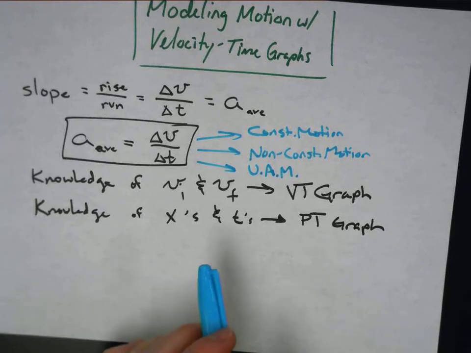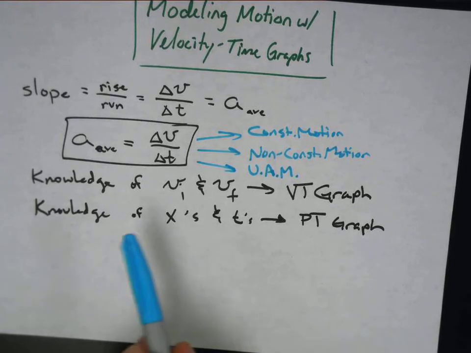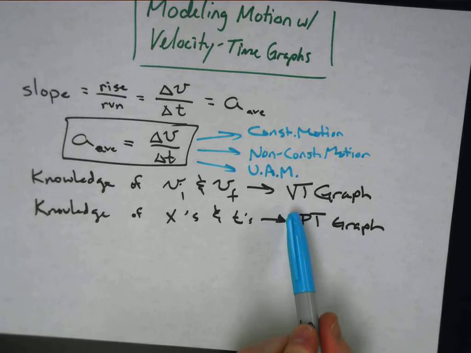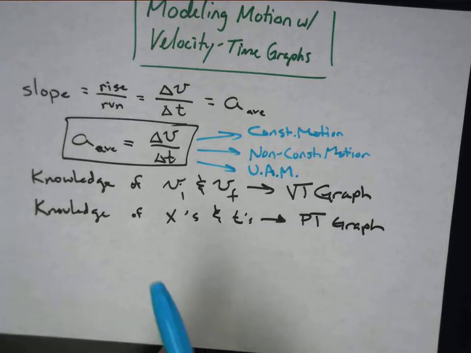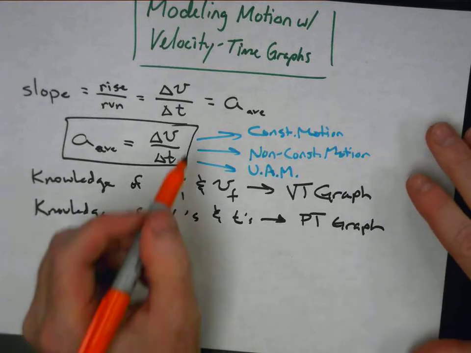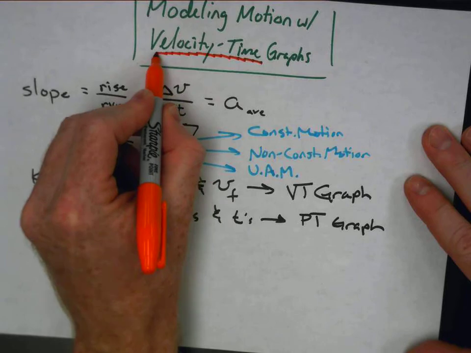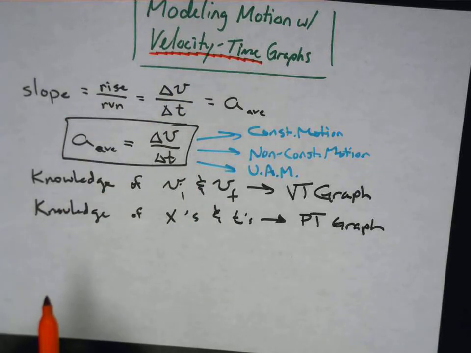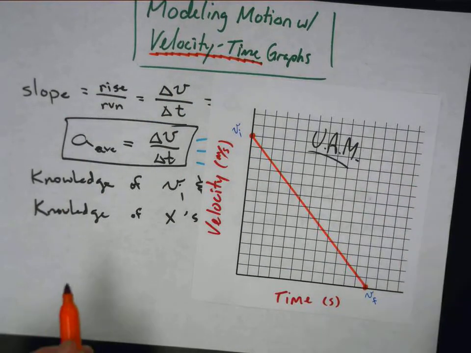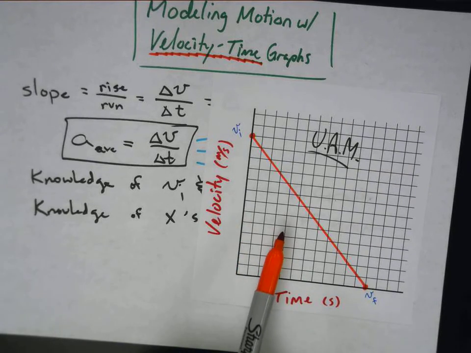There are a few other things we're going to get to, but it's going to be in a different video. There are connections, relationships between the two types of graphs. And in addition, there is something a little extra special about velocity time graphs, something you can learn about the motion of an object from a VT graph, but I'll have to put that in a different video.